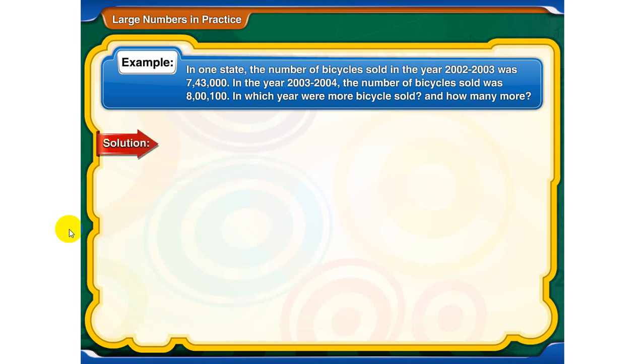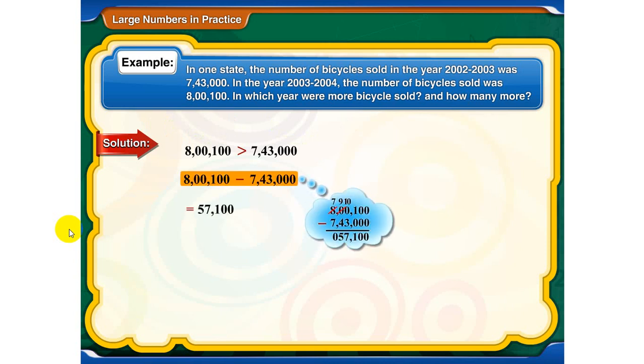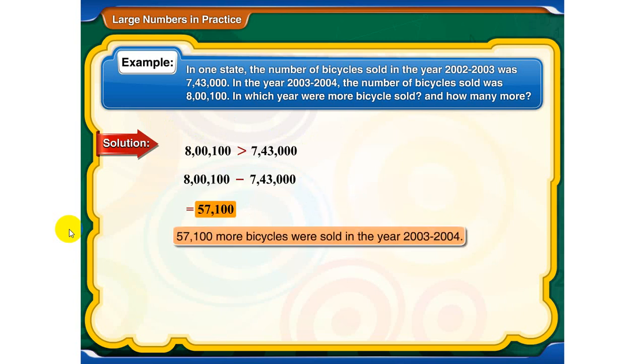Solution. Clearly, 8,100,000 is more than 7,43,000. So, in that case, more bicycles were sold in the year 2003-2004 than in 2002-2003. Now, if we subtract 7,43,000 from 8,01,000, we get 57,100. Answer: 57,100 more bicycles were sold in the year 2003-2004.